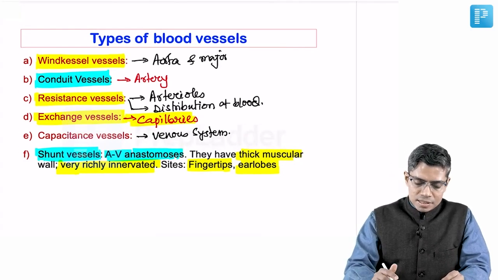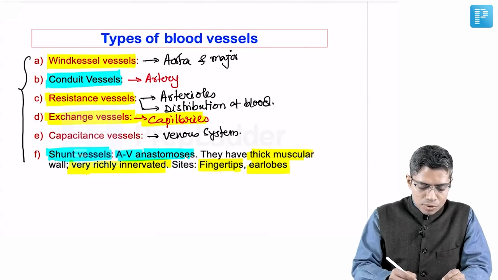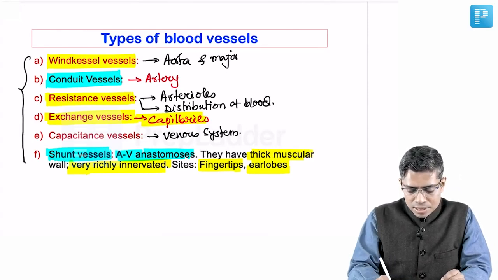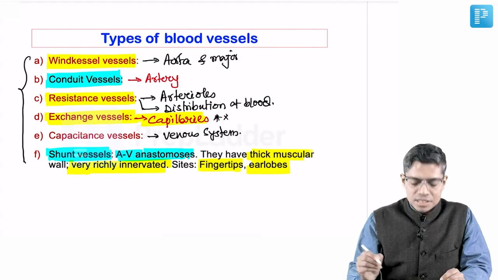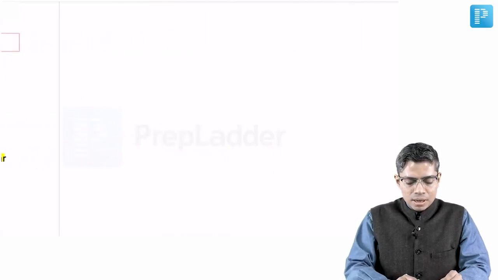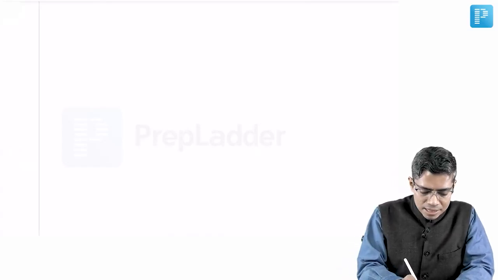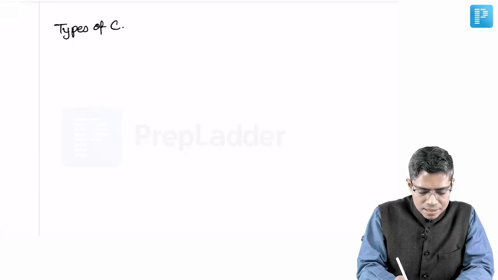So now after discussing all these different types of vessels according to their functions, now we have to look at the level of the capillary. Exchange vessels, capillaries. Why? Because you have to remember a classification of different types of capillaries in our body.